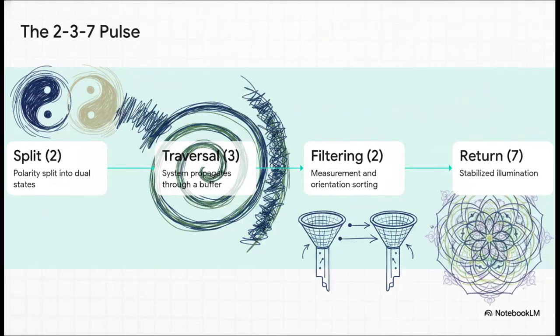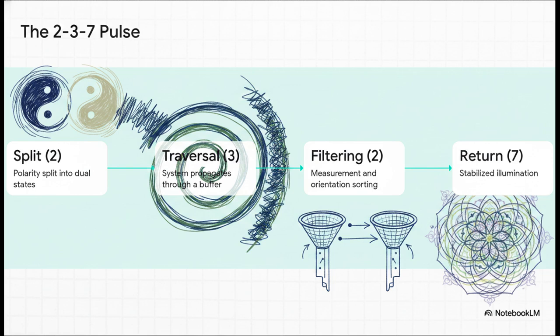Think of this 237 rhythm as the fundamental heartbeat of the system, a complete cycle of state evolution. Everything kicks off with a 2. That's an initialization, a polarity split. Think of Adam and the tree. The unity isn't broken accidentally, it's split intentionally so the wave function can enter a possibility space.